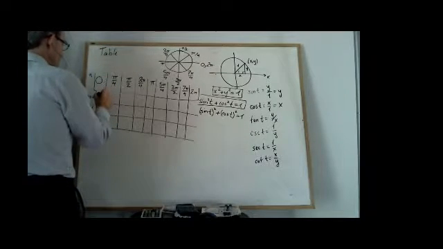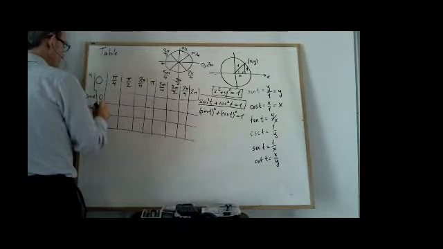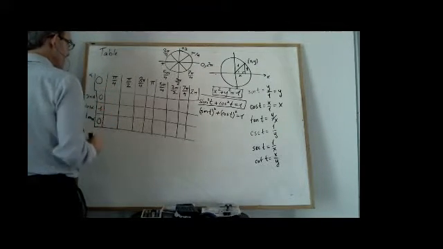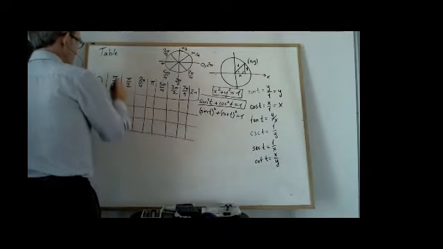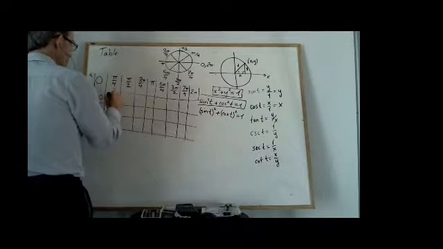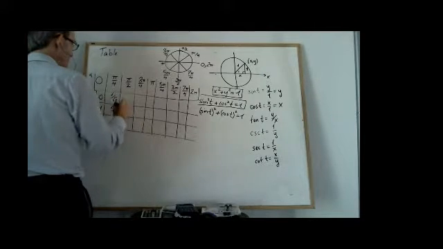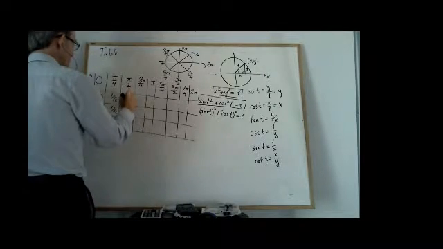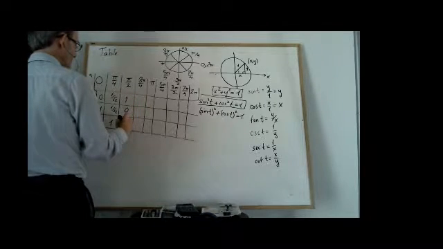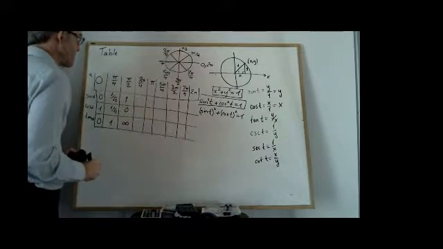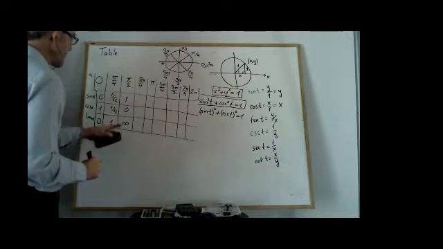So the sine of 0 is 0, cosine of 0 is 1, tangent of 0 is 0. And then I go to pi over 4. This is 1 over root 2, 1 over root 2, and 1. And this is going to be 1, 0, and undefined or infinity. Okay, so that was from the previous table.